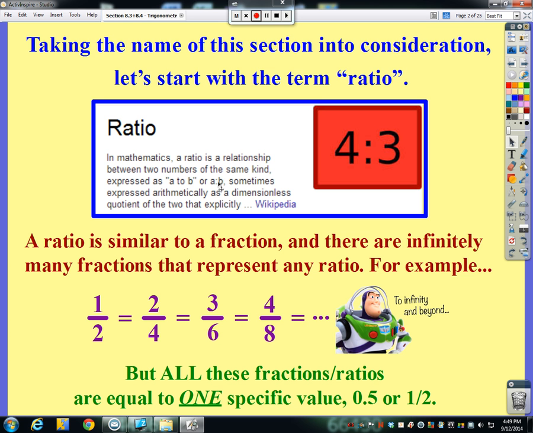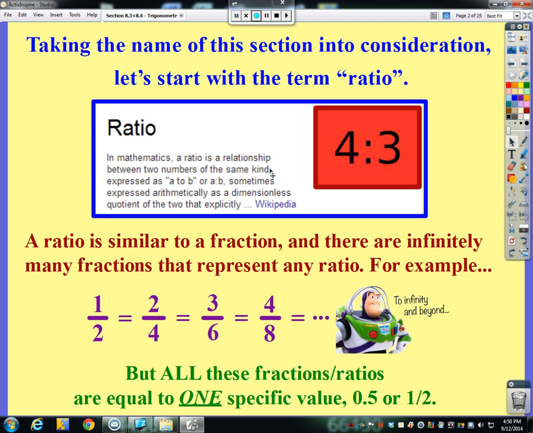Sometimes we can use the colon to represent a ratio, or we could use the word "to" to represent a ratio. But really a ratio is very similar to essentially a fraction. And that's what we're going to think of when we talk about ratios, or fractions. So a ratio is similar to a fraction, and there are infinitely many fractions that represent any ratio.